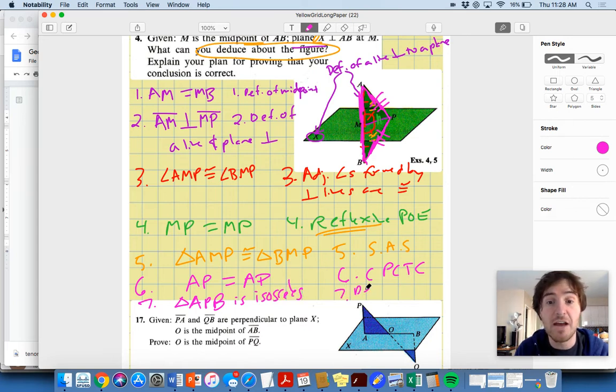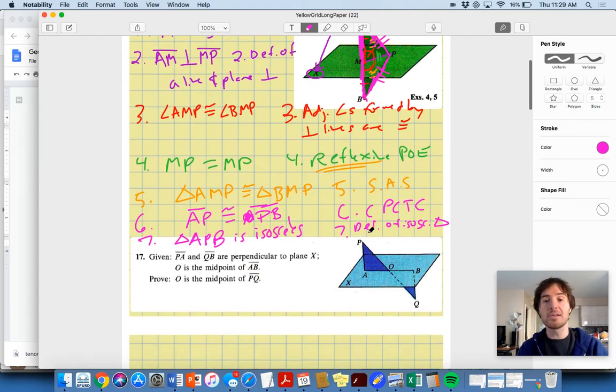And that would just be the definition of an isosceles triangle. Remember, an isosceles triangle is a triangle where at least two of the sides are congruent. We got that up here. We got that these two sides were congruent to one another. Sorry, AP and PB. I meant to put PB right here through CPCTC. And there we have it. Okie dokie, so let's keep running with it.